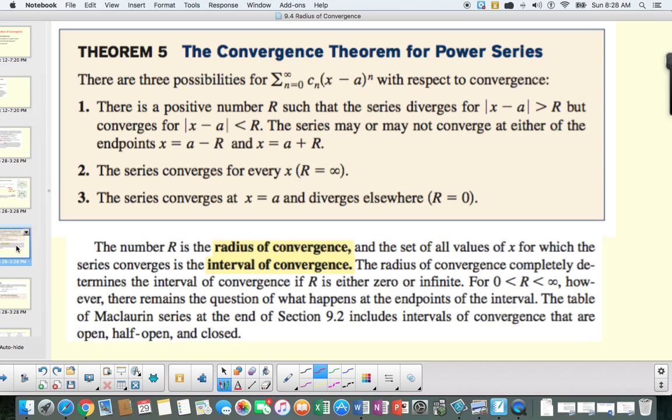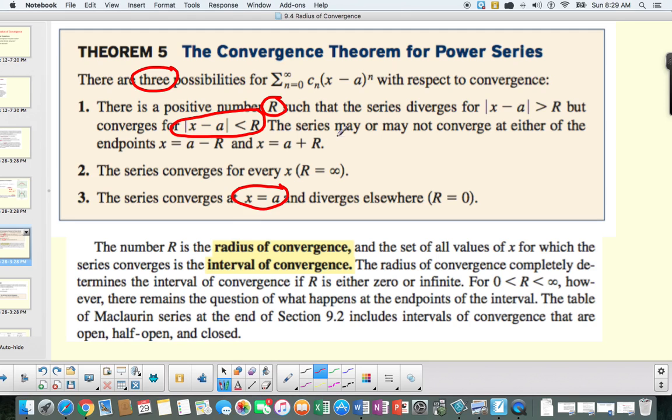This is the theorem that determines convergence, the 3 possibilities of convergence. One possibility is that from the point A you can go out R, and in the previous case we went out 1 from 0. 1 to the right, 1 to the left to get our interval of convergence right here, our interval of convergence. Now another possibility is that all x's work, and in that case the radius of convergence is infinity. In other words, from wherever you're at, you can go infinite to the right, infinite to the left. The last possibility is that the series only converges at the center and nothing else works after that.